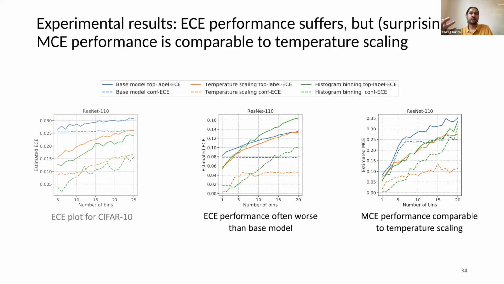And you actually see that in practice as well. So we observe that the top label ECE performance dips. So the green curve is actually much worse, but the maximum calibration error is still comparable. So if you care about being conditionally calibrated for every prediction, then even if you have a very hard problem, histogram binning tends to do well.